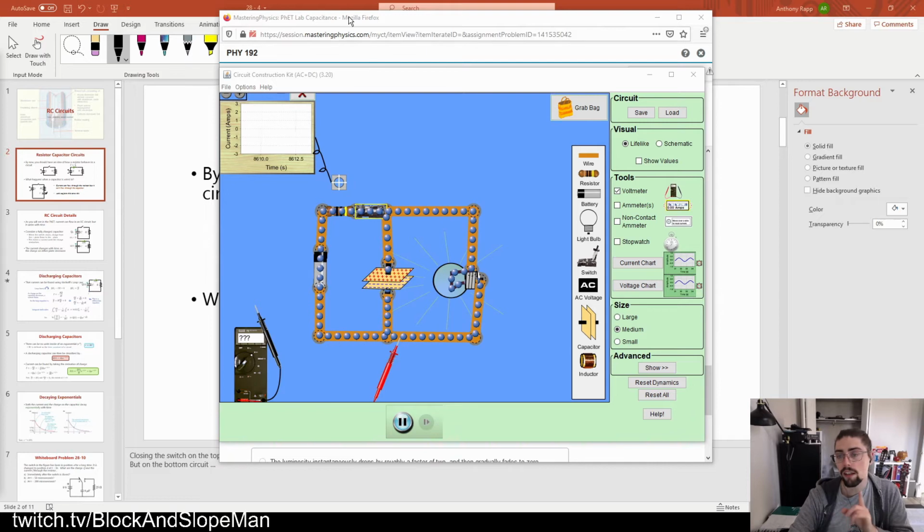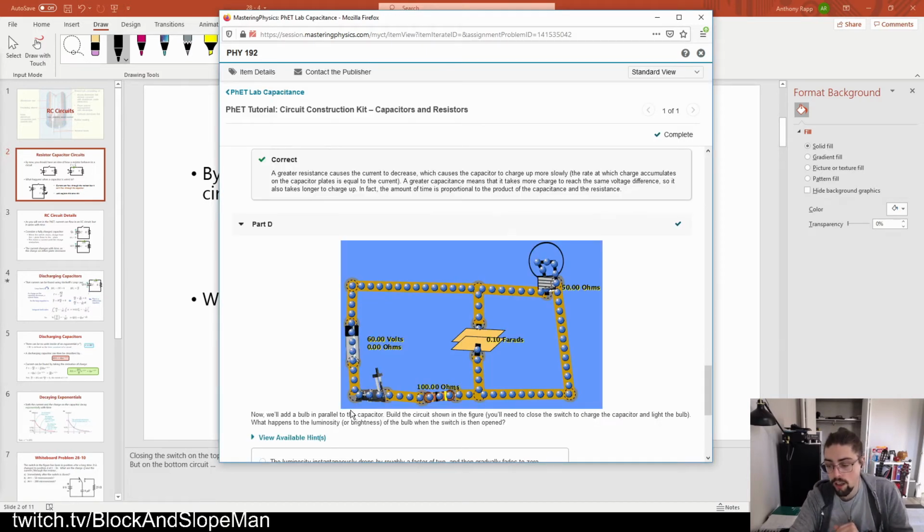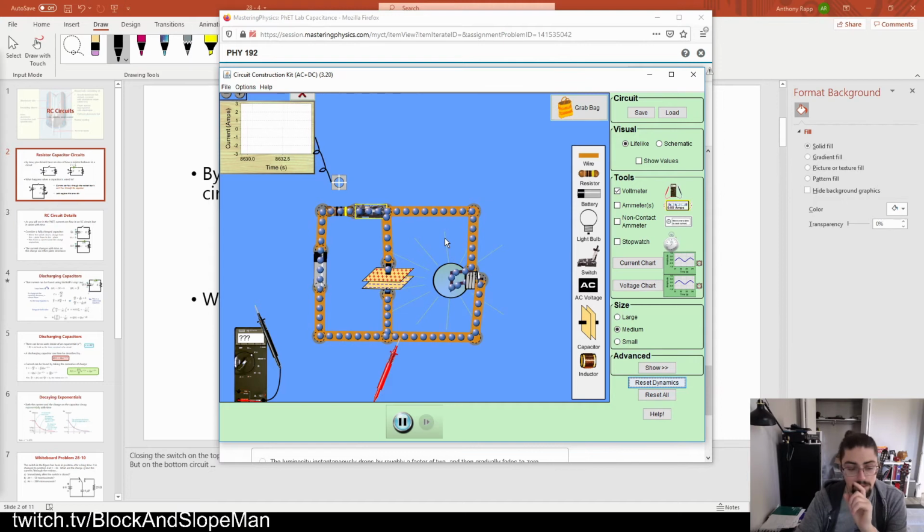But in any of these cases, here's what we've got. Now, that isn't quite the answer to the problem, though, because what we're asking here is to set this thing up, build the circuit shown in the figure. What happens to the luminosity of the bulb when the switch is then opened? What do we think? I'd love to see some guesses on this one. What do we think is going to happen? Is it immediately going to go out? What happens here? Let's test and find out.